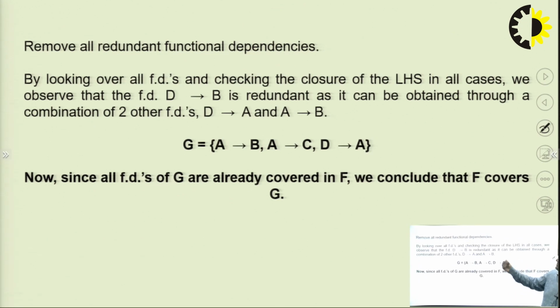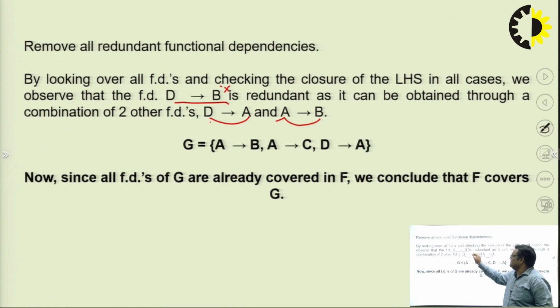Now we have to remove redundant functional dependencies. By looking over all functional dependencies and checking the closure of the left hand side, in all the cases we observe that D to B is redundant, as from D to A and from A to B we can get D to B.